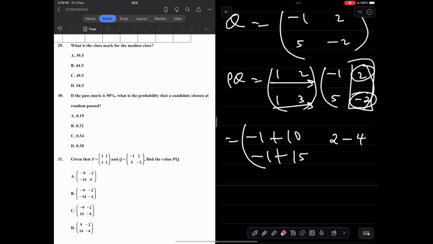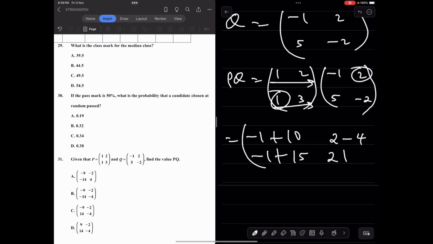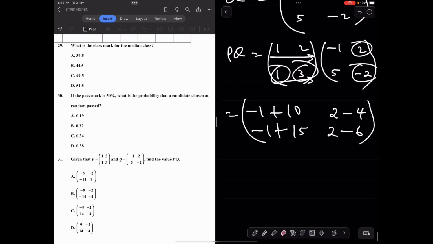And we go to the next row. Okay, let me make that clear. Now we're going to do 1 times 2, that's 2, plus 3 times minus 2, which is minus 6. So I can just write 2 minus 6.